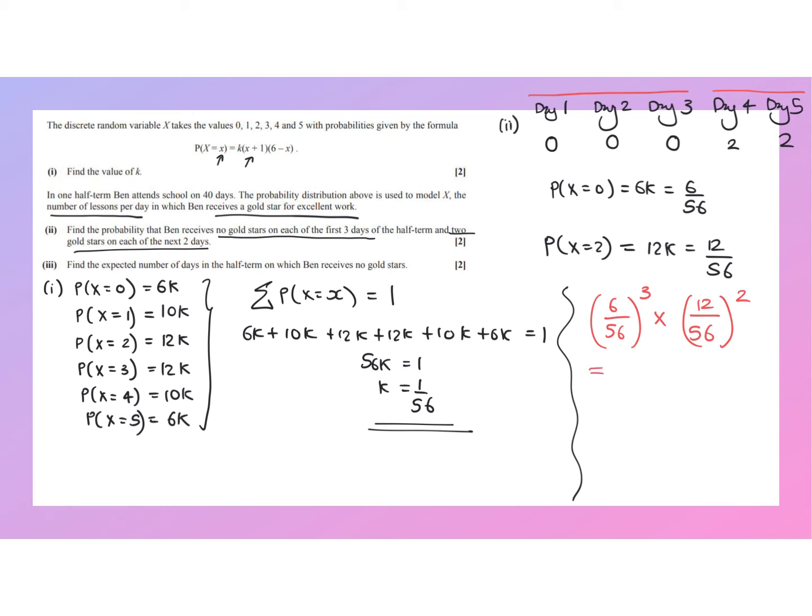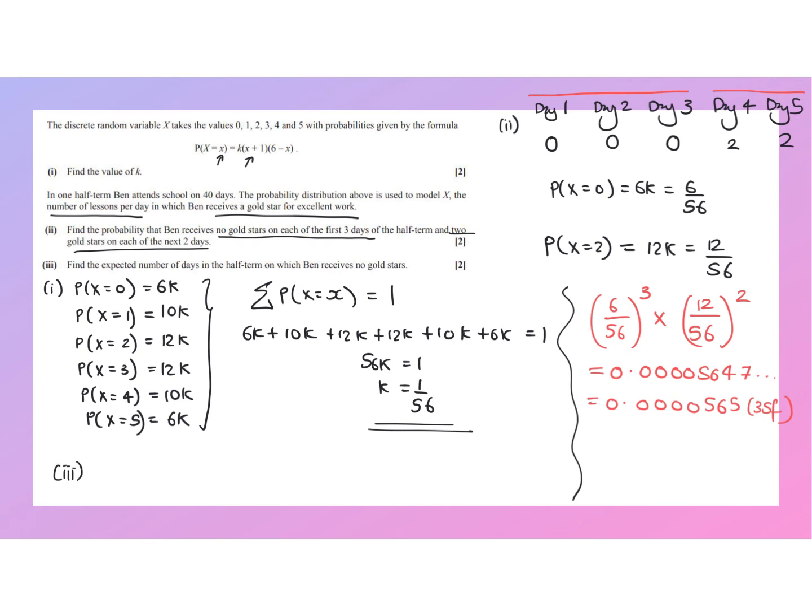So let's evaluate this. And it comes to a very small number, 0.000005647, etc. So for such a small number, I would round this to at most 3 significant figures, possibly even 2 significant figures. And it's small because we're only looking at one particular combination. Days 1, 2 and 3 specifically no gold stars, days 4 and 5 specifically 2 gold stars. This is a different question to if we were being asked to work out the probability of getting 3 days with no gold stars and 2 days with 2 gold stars in any order. So that is a very different question.